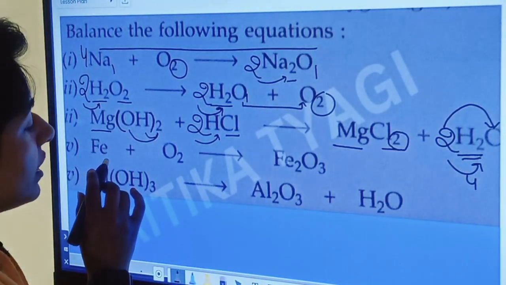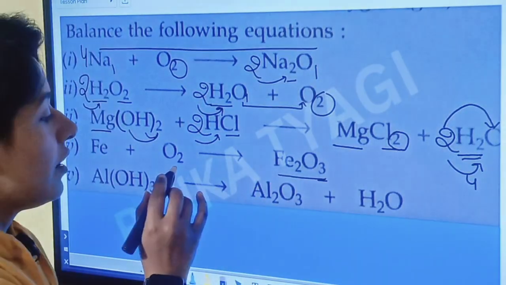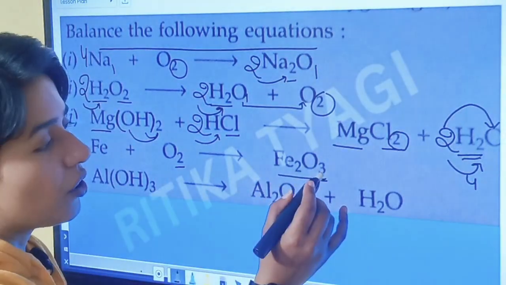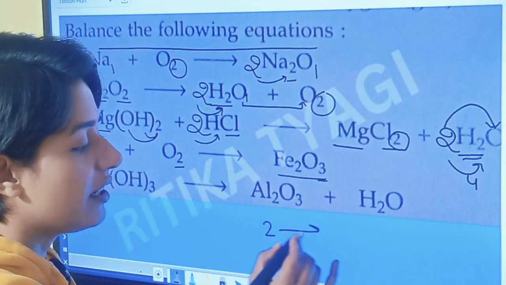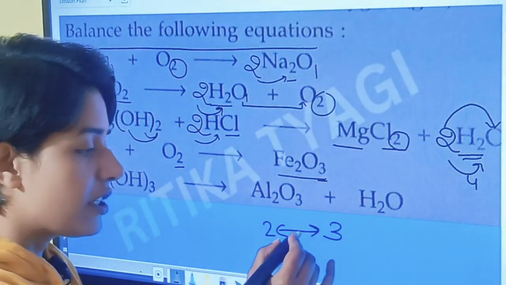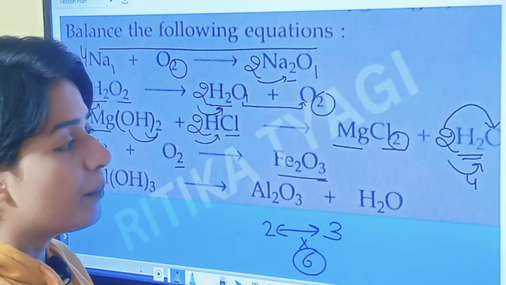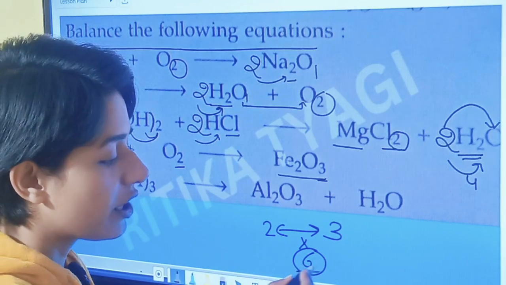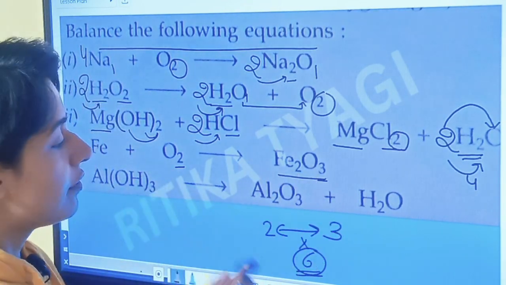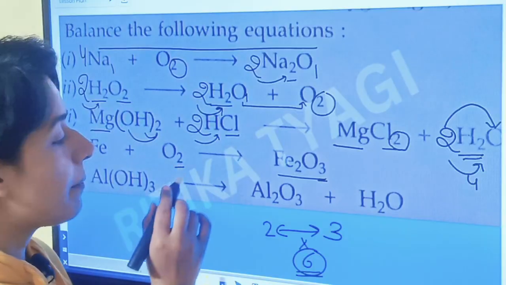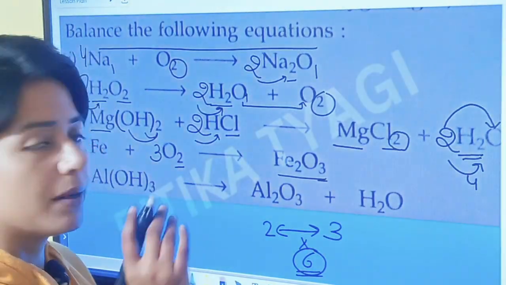Next equation, fourth: iron reacts with oxygen, then it forms Fe2O3. Now oxygen atoms 2, oxygen atoms 3. When we get a 2 and 3 relation in any equation, first we have to multiply 2 3s are 6. So we have to balance the equation according to 6 atoms. So first here 2 oxygen atoms are present. I multiply it by 3 so that it becomes 6.